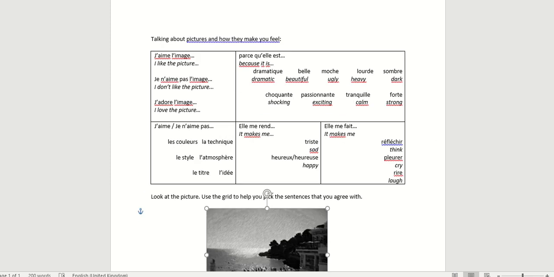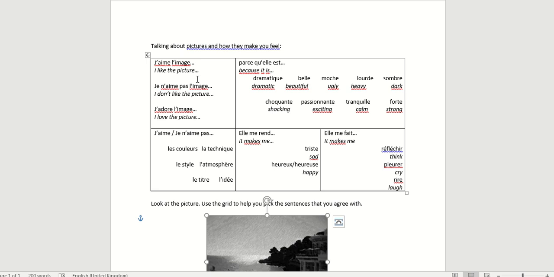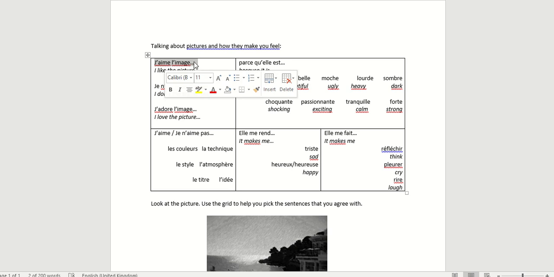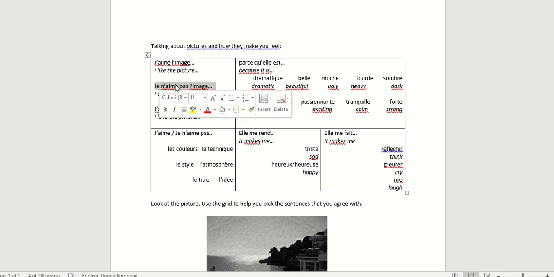So you've got this grid. The grid has got the French and the English as well. So let's have a look. J'aime l'image. Last lesson you had j'aime le tableau. I like the picture, and this is j'aime l'image, I like the image. Sometimes you might get a photo as well, so j'aime la photo. But here we have j'aime l'image, or je n'aime pas l'image. I don't like the picture. You might say you like some things about it, but you don't like other things.